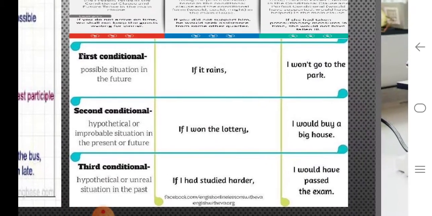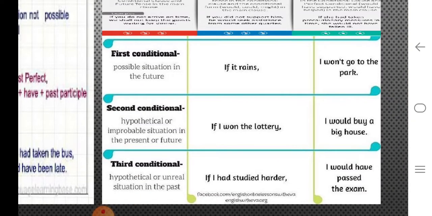So here again I am showing you different examples and where you can use the conditional clauses. First conditional clauses you are going to use in possible situations in the future which can be fulfilled. If it rains, I won't go to the park. So you know that if it's going to rain in the future, you are not going to the park. So that can be fulfilled.